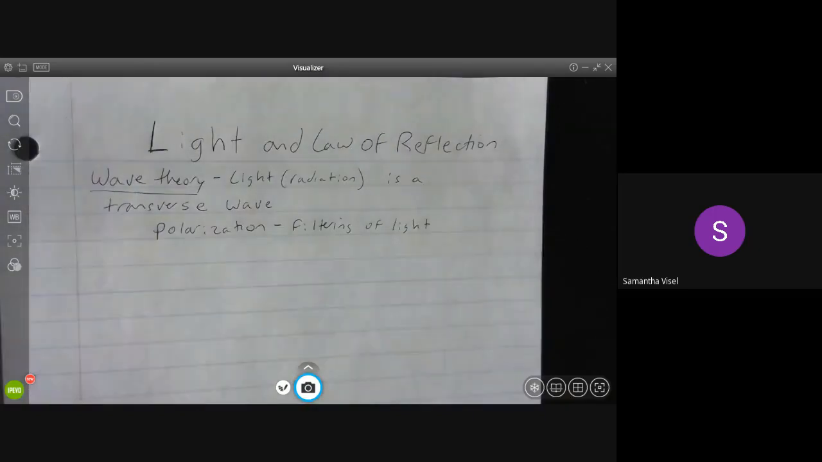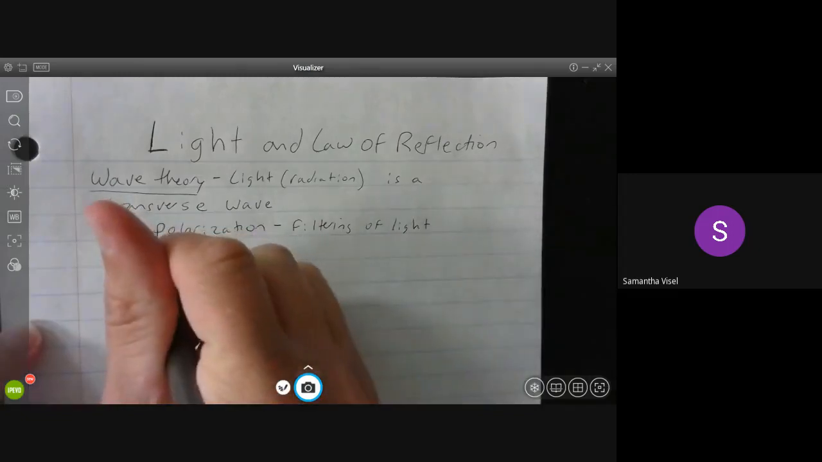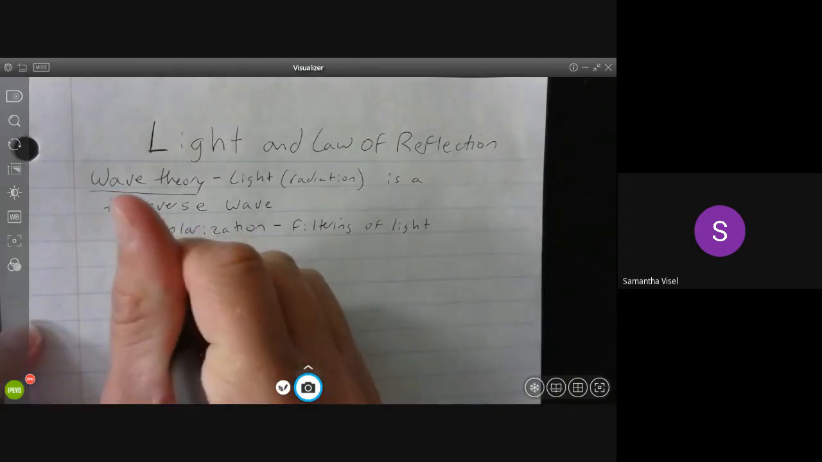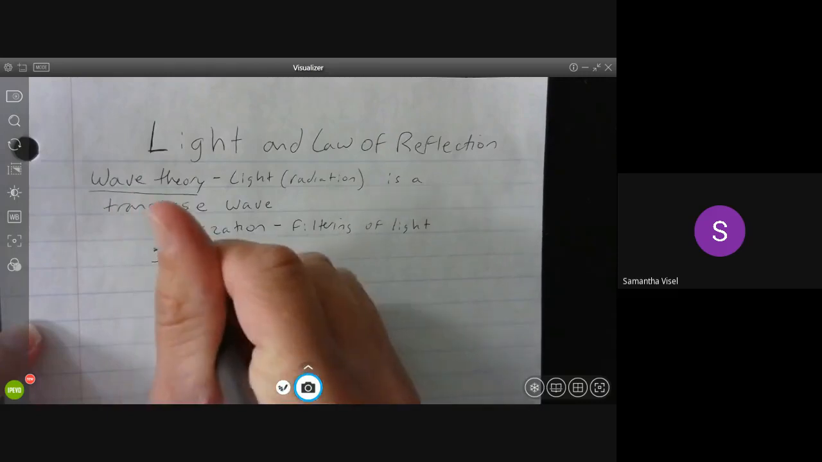So polarization, the fact that we can filter light, is a support of wave theory, an observation that supports that theory. Another observation that we have of light that goes with wave behavior is the interference patterns that can be made from light.